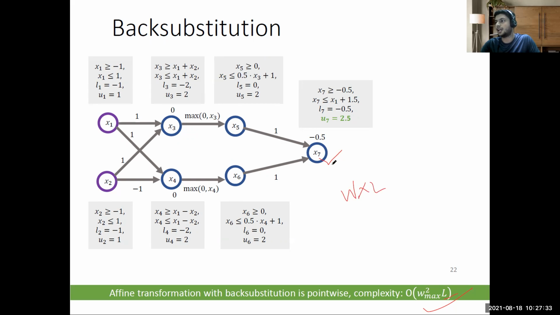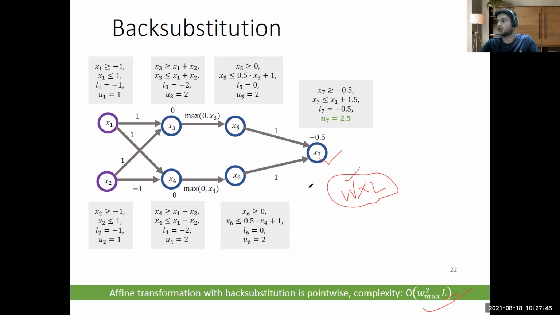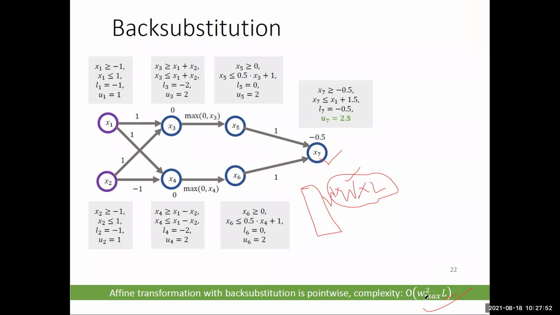And for that layer, you will be looking at each of the neurons, right? So these are the neurons in the previous layer. And I have to compute similar bounds for all the neurons in my current layer. So that is W cross W cross L. And W is the worst case. Yeah. Okay, good. Makes sense.